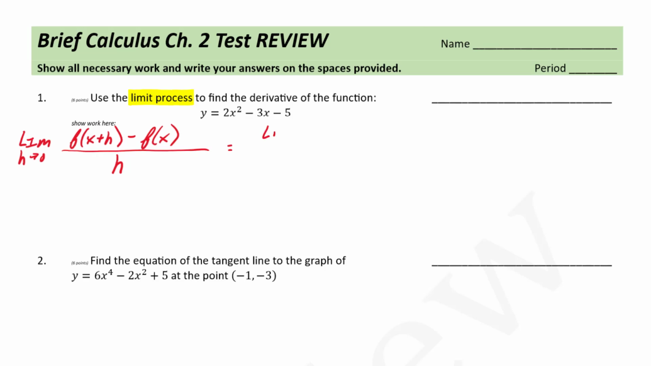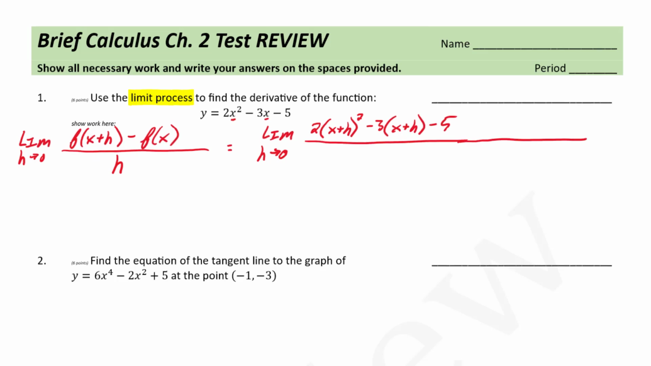If I go ahead and do that process, it's going to be the limit as h approaches 0 of, if I plug in an x plus h in place of the x's that I have, 2 parentheses x plus h, closed and then squared, minus 3 times x plus h, and then minus 5. And then after that, I have minus the original function, which is 2x squared minus 3x minus 5, all grouped together after that subtraction, and then all over h.